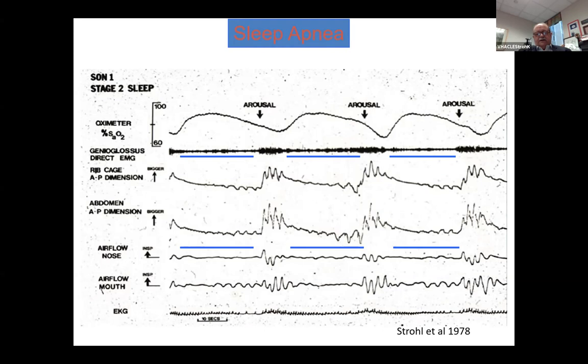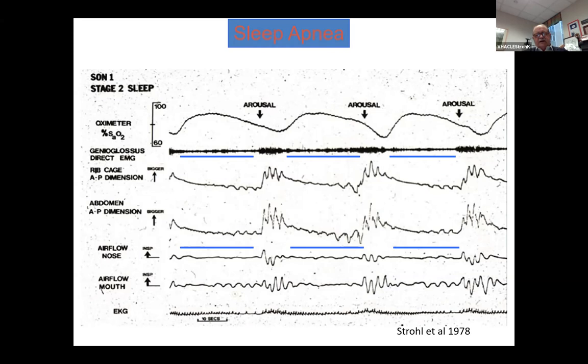And so you have obstructive sleep apnea. And at the time people were thinking about this, people were just measuring EMG activity, and that's what we measured, genioglossal direct EMG, with fine wires that were placed into the genioglossal muscle through the floor of the mouth. And you can see that buzz is a little different during an apnea. It increases and comes back. This is really fairly intriguing.